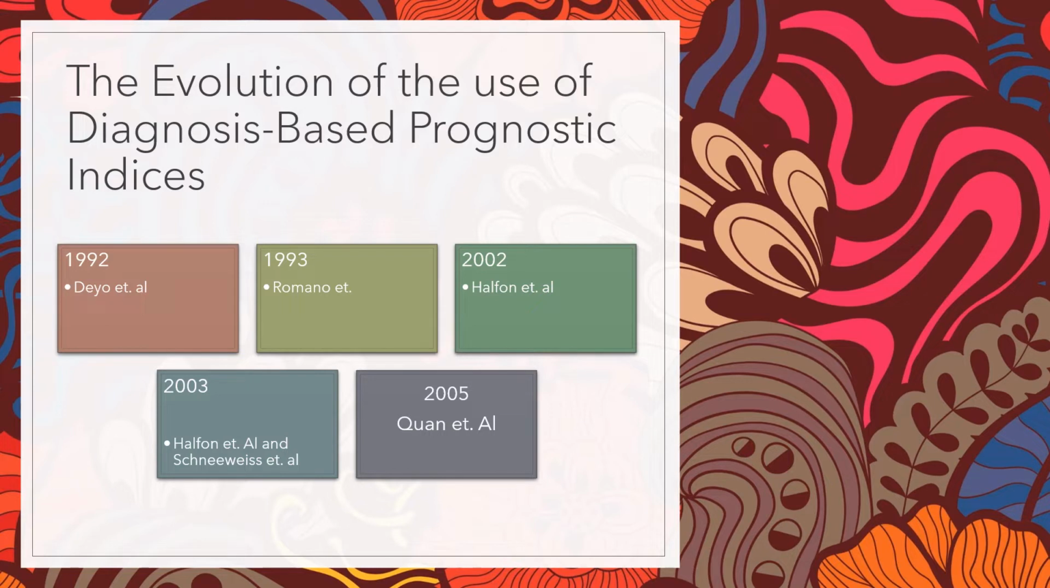In 1993, Patrick Romano adapted the Charleson Index to ICD-9-CM diagnosis and procedure codes and CPT-4 codes so that the index could be calculated using administrative data. In 2002, Hawthorne and allies updated ICD-9 to ICD-10 coding. In 2003, Hawthorne and allies and Schneeweiss and allies had modified the original weight developed for use with the index. In 2005, Quan and allies updated ICD-9-CM to ICD-10.